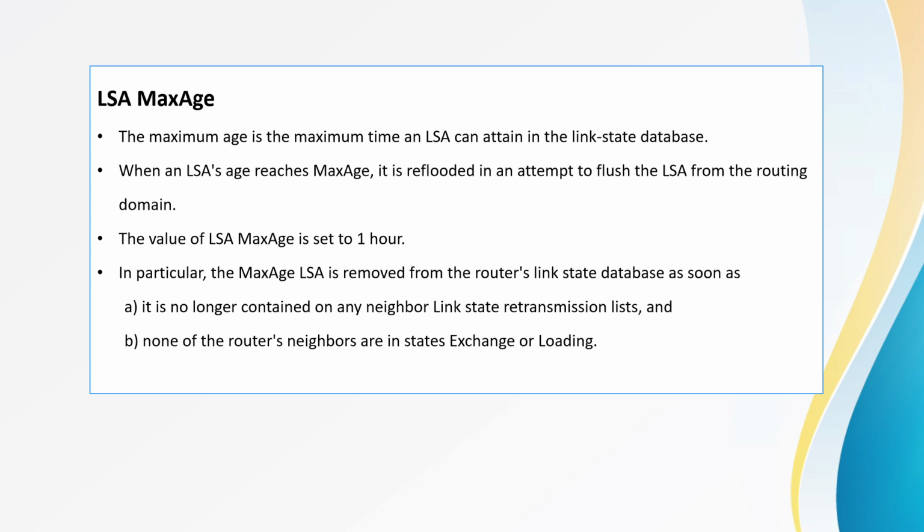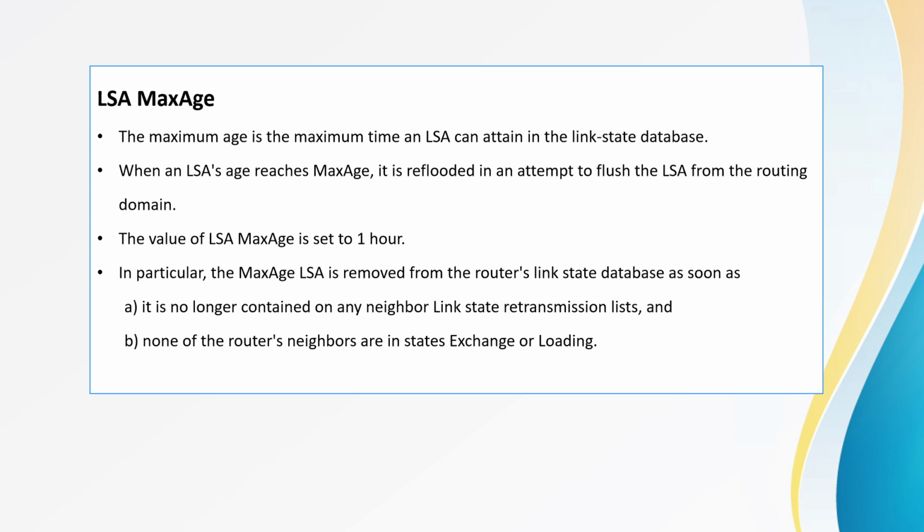In particular, a maximum age LSA is removed from the router's link state database as soon as: 1. it is no longer contained on any neighbor link state retransmission list, and 2. none of the router's neighbors are in state exchange or loading.